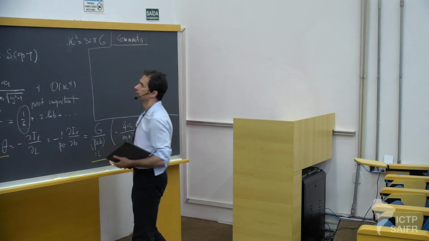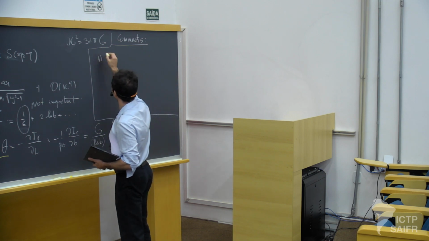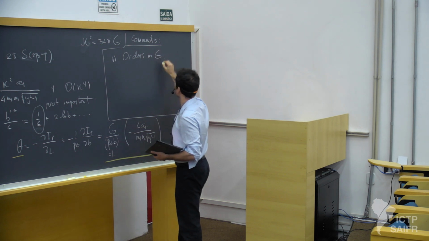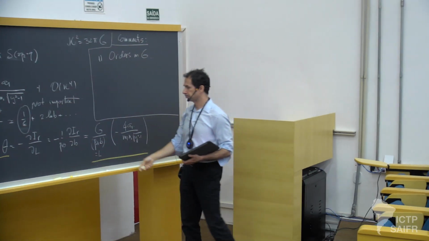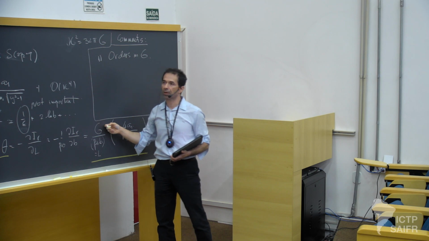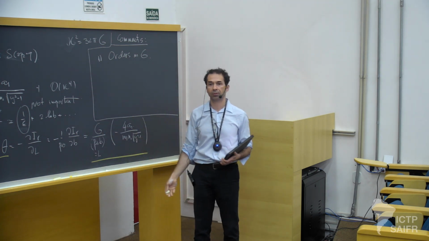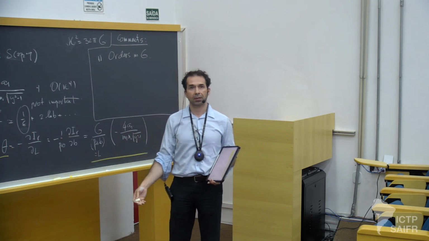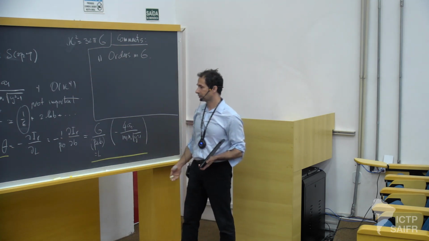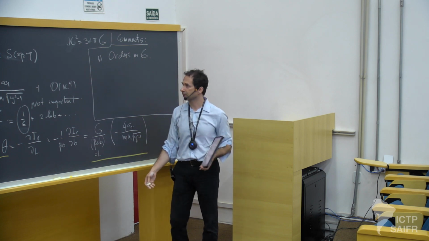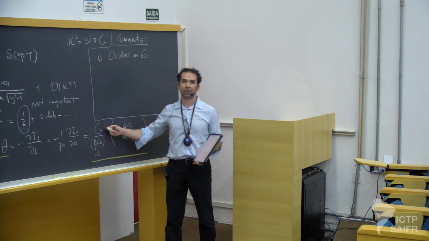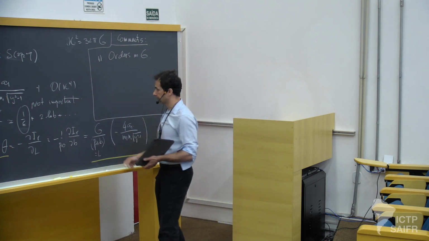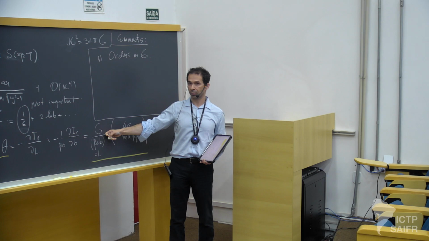So comment number 1 has to do with orders in G. We got the scattering angle here, and it's linear in G. Perhaps no real surprise here. It came out of a tree-level amplitude, which is linear in G. However, if you open the literature in the PN world and you look for the scattering angle, the scattering angle is a rather nasty function of G to the order that they know. So clearly, this cannot be the full answer.